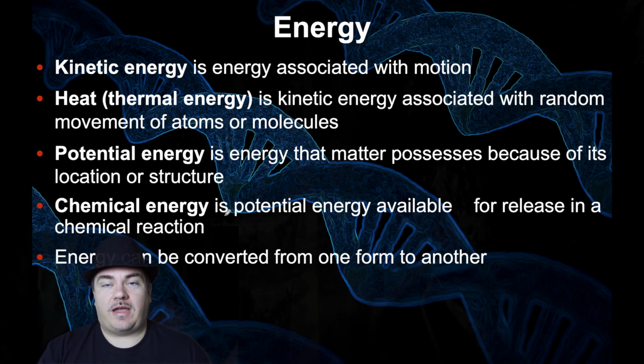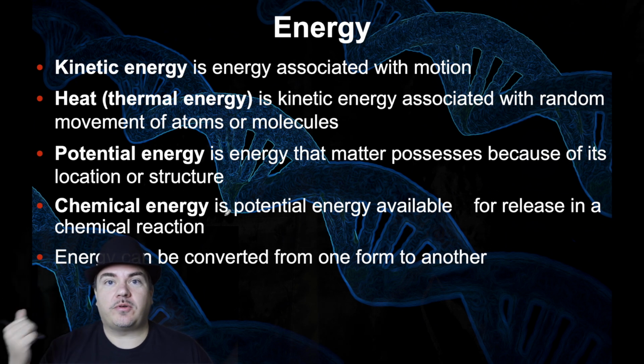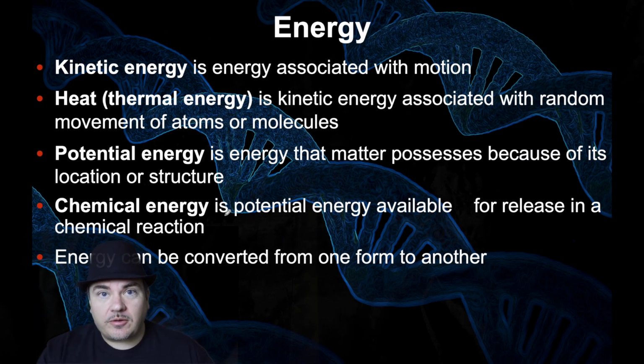Your cells need energy for everything they do. Moving muscles requires energy. Thinking requires energy. Building proteins requires energy. Your cell needs energy. Where does it get it from? The food you eat. Well, that food you eat is built out of chemicals, things like fat and carbohydrates and protein. Those chemicals are storing energy, so they have chemical energy or potential energy.